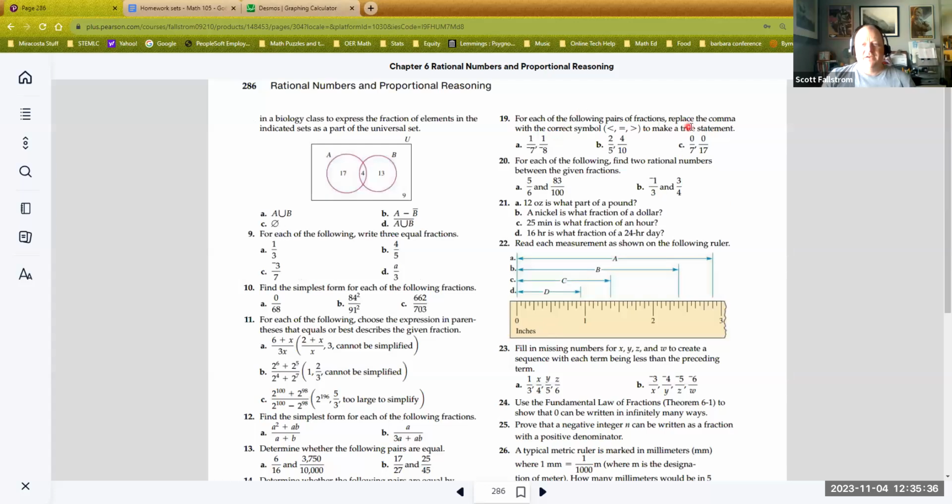Let's see here, find... Oh, replace the comma with greater than, less than, or equal to. So again, a lot of different options here, right? Totally up to you how you choose to do it. So again, if you want to use the Kool-Aid property, use the Kool-Aid property. That's totally fine too. Next one says, find two rational numbers between the given rational.